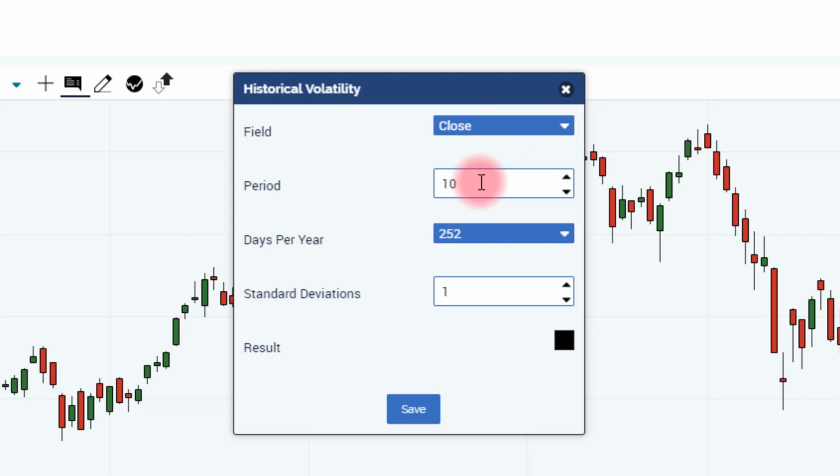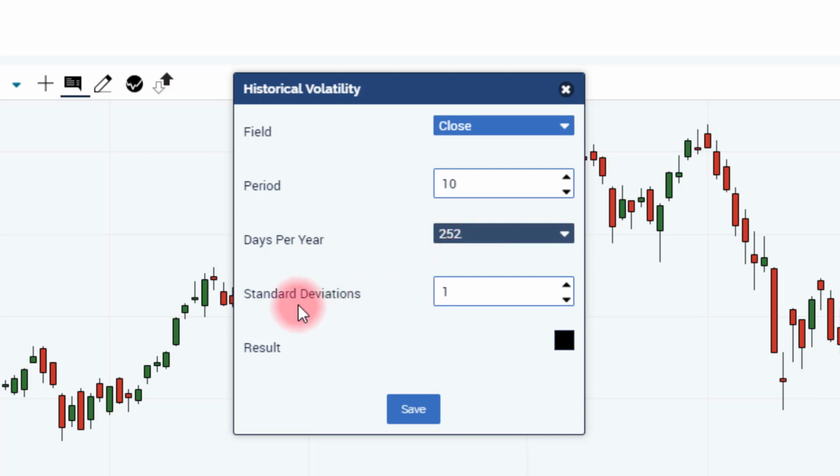The period, how many days do you want to use in your calculation? The default is 10, so that means we're going to look back 10 days, do our calculation, and come up with an annualized figure for volatility. If I want to go back a month, I would put 30 in here. So for right now, I'm just going to leave this at 10. Number of days per year, remember there's about 252 trading days per year, so I can choose that, or I can use 365. Not going to make a huge difference, so I would just leave that at 252.